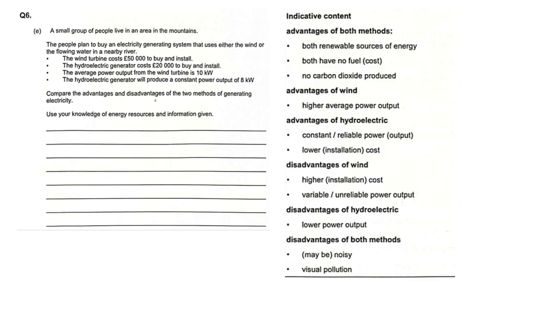So that's the 6 marker, pretty much. You had to compare, so give an advantage of both and a disadvantage of both to get your 6 marks. I'm going to leave that here. Please make sure you write down a proper, nice answer with your green pen for this one.